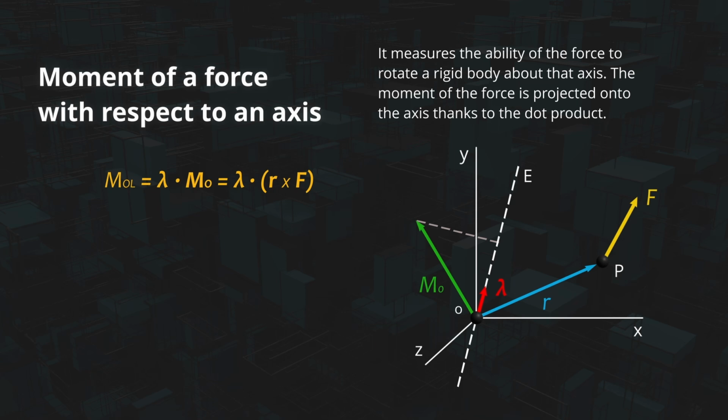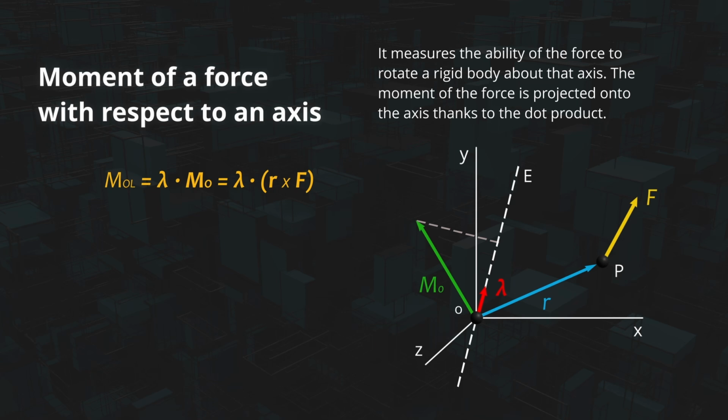In the formula, MOL is the moment of the force with respect to the axis. MO is the moment of the force with respect to a point O located on the same axis. F is the applied force. R is the position vector of the force with respect to a point on the axis. Lambda is a unit vector in the direction of the axis.